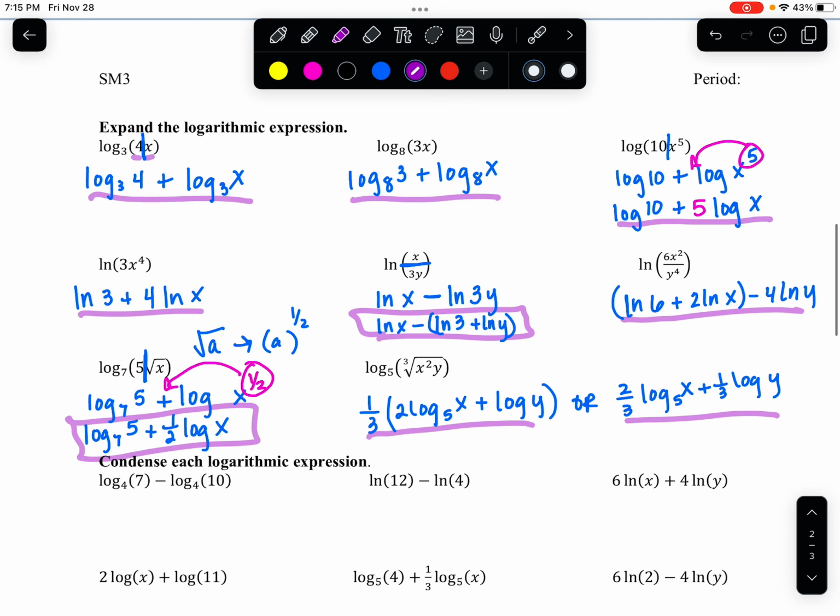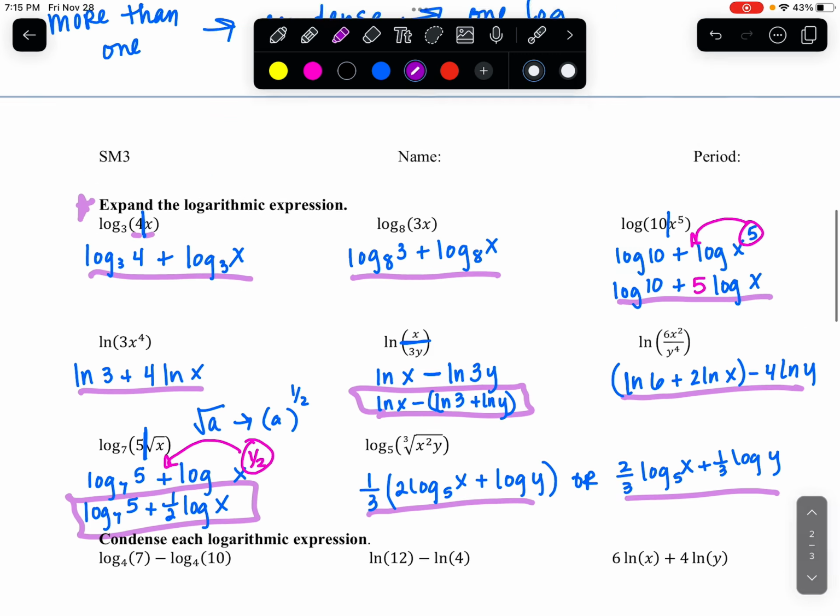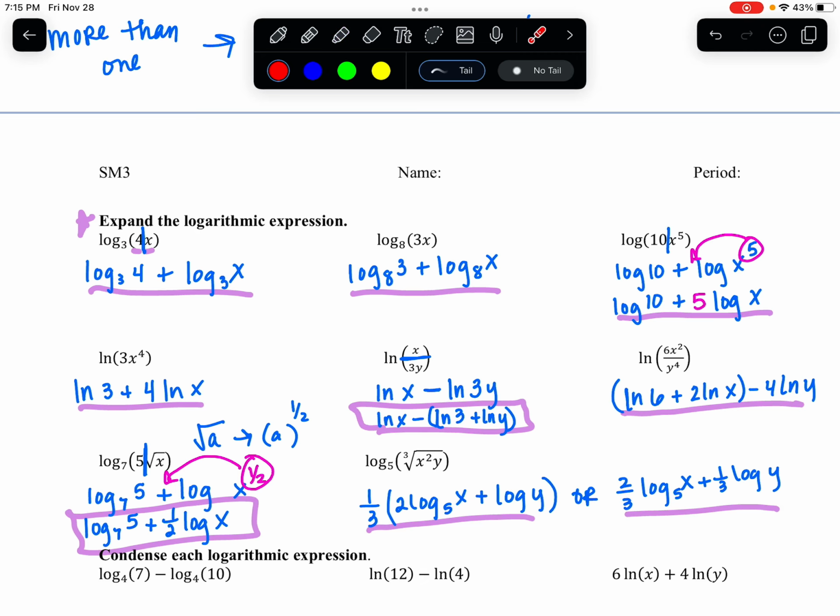Okay, so we talked about expanding, right? Now we're going to talk about condensing. So we made it so that there was more than one log. Now we have more than one log and we want to make it into one. And I didn't know if I actually went into detail of like, oh yeah, that's expanding because we're making it more than one. All of these have more than one.